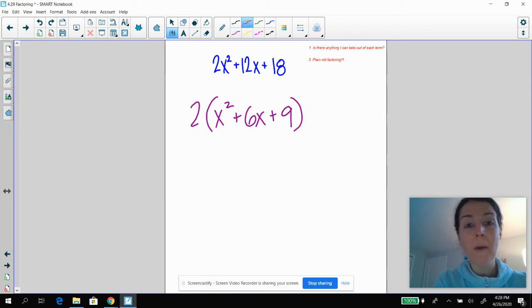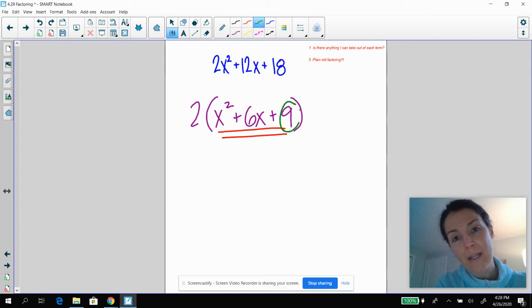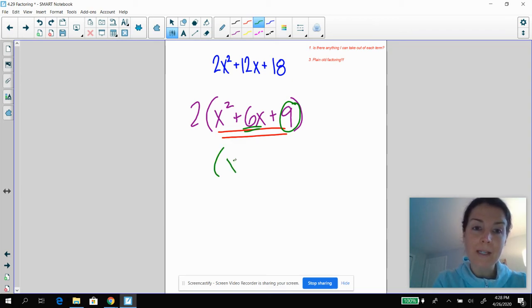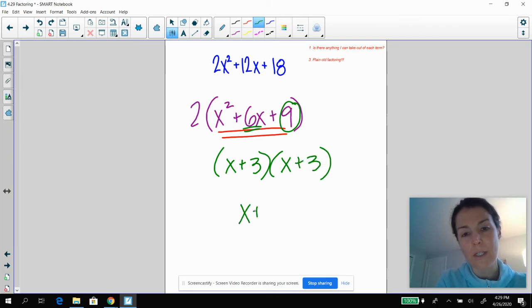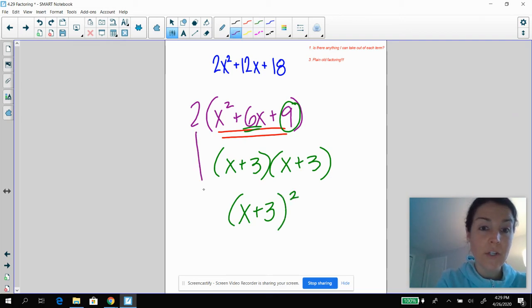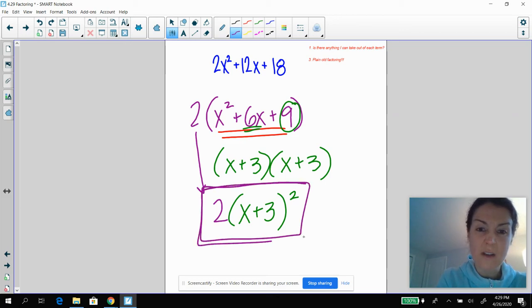Now that I've taken that 2 out, now I can do that plain old factoring right here, where we say, what are factors of 9 that combine in some way to get me a 6? So, we just did this one, right? So we did x plus 3 times x plus 3, right? And we sort of squashed it together. So it looked like this. But then don't forget that 2 down in front. This would be your final fully factored answer.